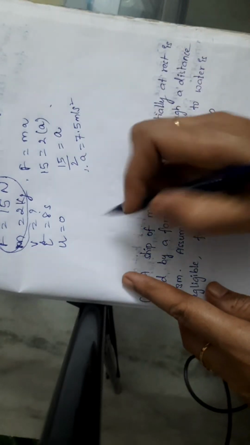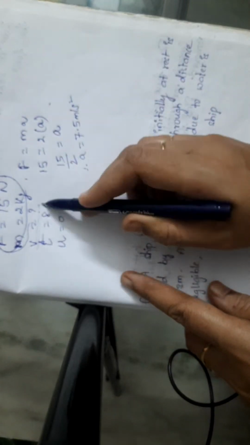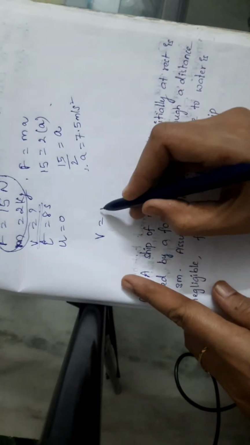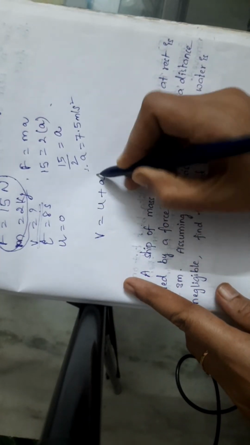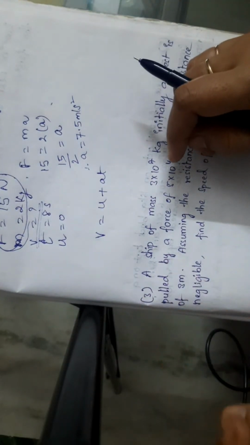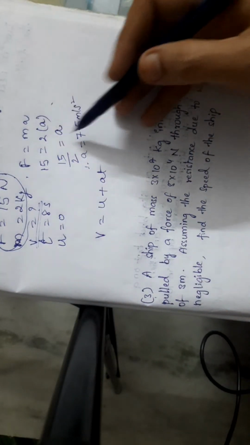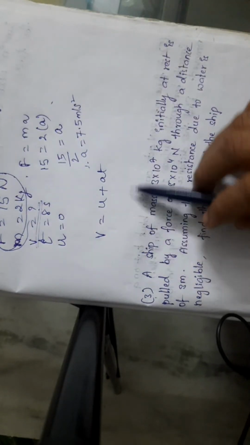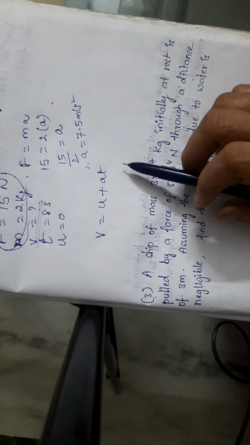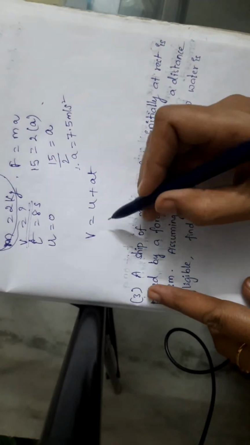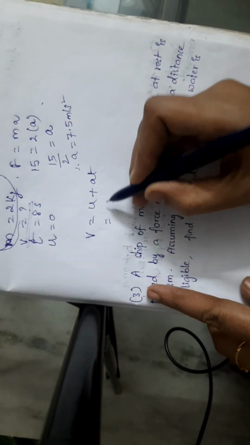We need to find out what is final velocity. So the final velocity formula, v is u plus at. There are 3 equations of motion, and Newton's laws of motion are also different. Like 3 laws of motion are there, 3 equations of motion are there. So in this chapter we have the interconnection of both.